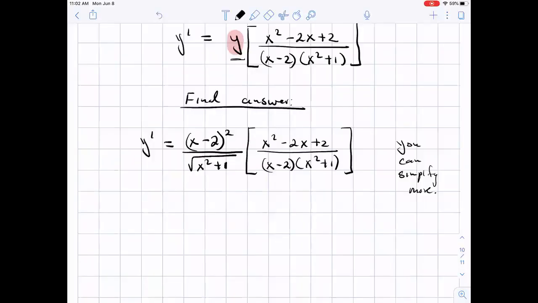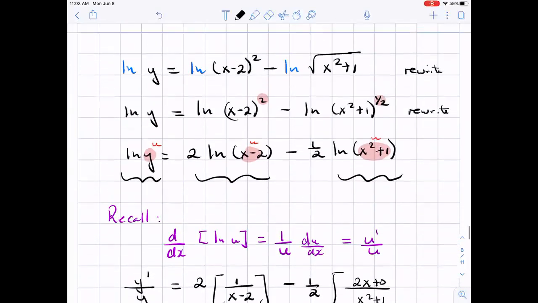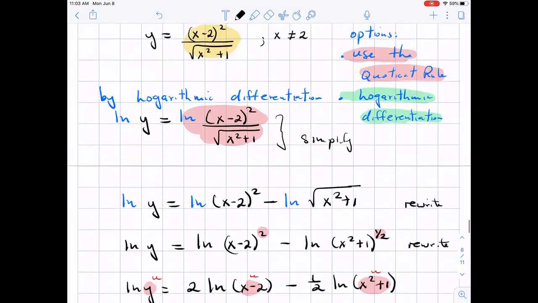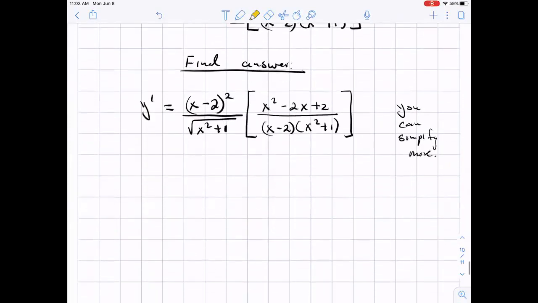I'm going to repeat that I chose to use logarithms here to help. Like I said, you could have used the quotient rule. You have two options. I would strongly advise that you try using the quotient rule and see if you get the same answer for this particular problem. I hope this helps with implicit derivatives, and we'll try some assignment problems.